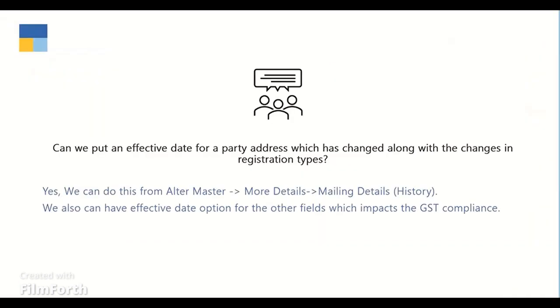Okay. The next is the FAQ: can we put an effective date for a party address which has changed along with the change in registration type? Hope you understood this question. For some reason, there is a change in address also for the party. So can this be done? Yes, you can do that.